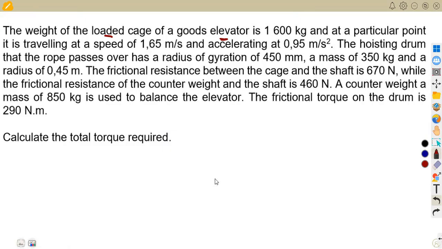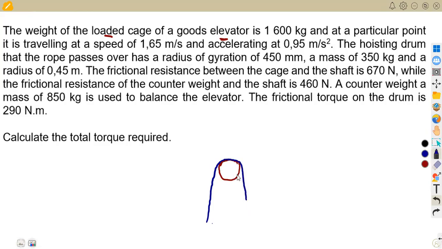So what is actually happening is that the hoisting drum that the rope passes over has a radius. So meaning to say, this load that we are seeing is going to pass through a drum. So here we are going to have a drum, and we are going to carry this. It is going to be like this. So we're just going to have something of this nature along our drum. Let me just make it nice a little bit. Okay, so this is across a drum. It's going to pass through a drum.